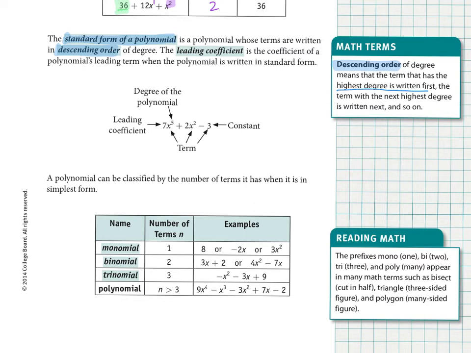So let's practice doing an example off to the side, putting all of these terms in standard form. I'm going to write down an example. Perfect. So 2x minus 4 minus 15x cubed plus 4x squared. I want you to put that in standard order. So go ahead, pause the video, and try putting that in standard order.